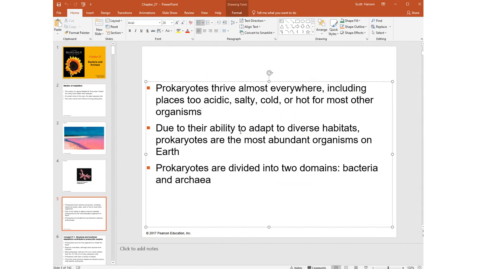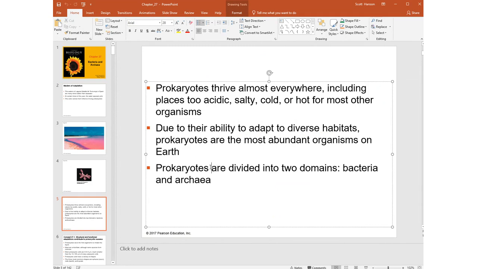Since they've got such a great ability to adapt to a lot of different types of habitats, and also because they're small, they are the most abundant organisms on Earth. In other words, there are the largest numbers of them on Earth. And that kind of makes sense since they're so small. Millions of them can be fit in very small places. You could probably have hundreds of thousands of them on the head of a pin, I suppose.